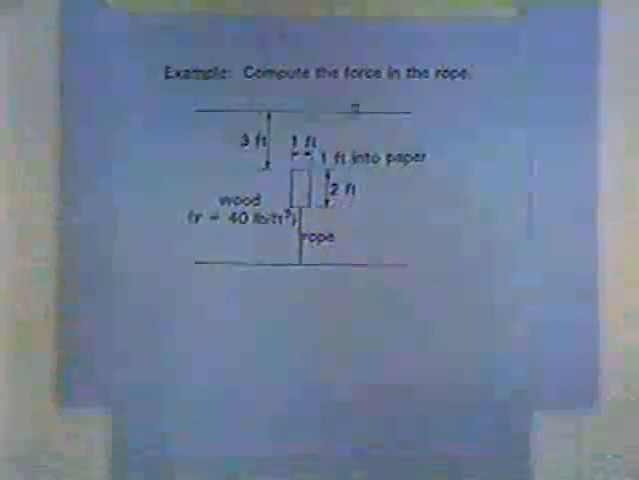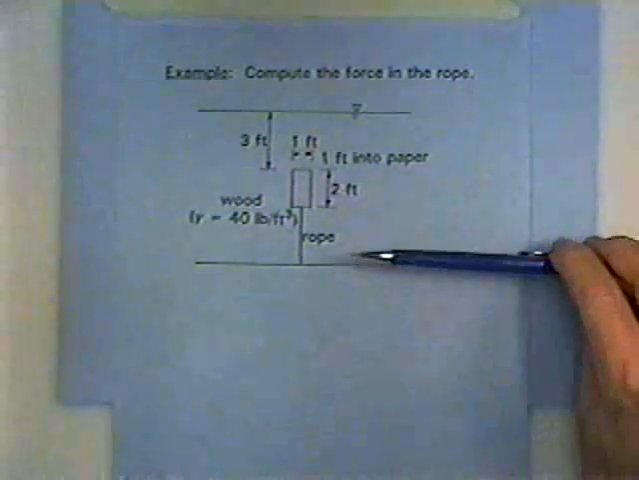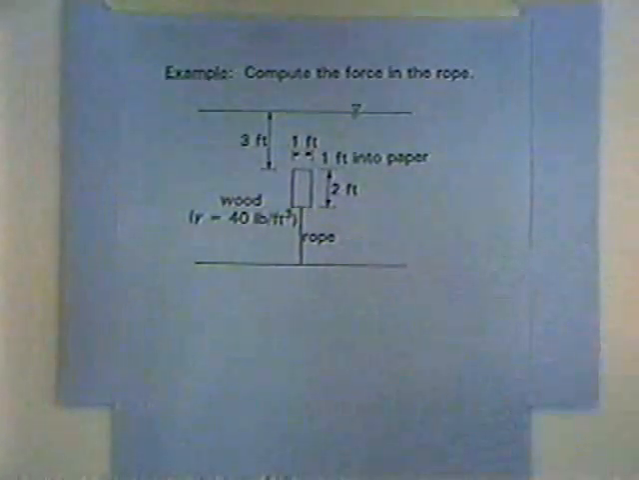We've got a block of wood floating in water. Now the wood is lighter than the water, so it has a tendency to float. Water, of course, is 62.4 pounds per cubic foot unit weight, and the wood is 40 pounds per cubic foot. And so this particular problem says to compute the force in the rope.